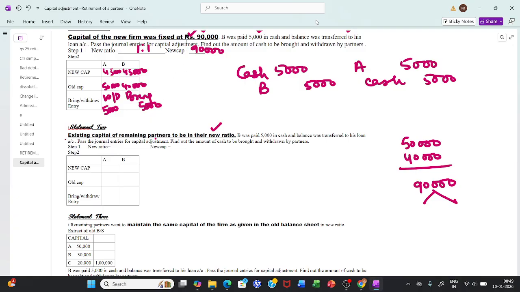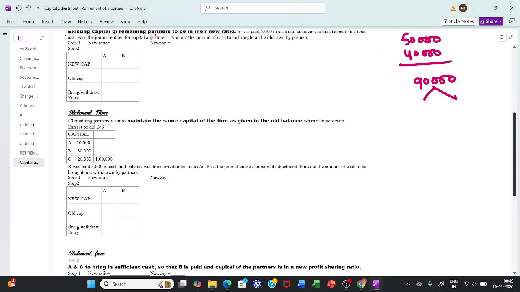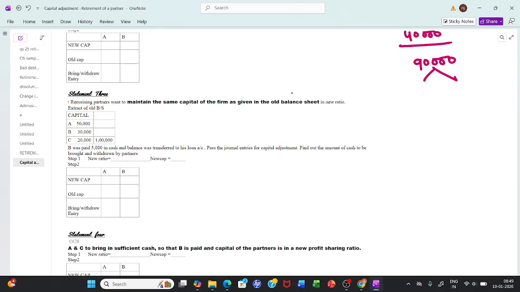Third is they want to maintain it same as what was in their old balance sheet. They have given you old balance sheet. A, B, C, their capital is 1 lakh. In new balance sheet, when B retires, A and C should also have capital of 1 lakh and that too in new ratio 1 is to 1. So their new capital becomes 50,000 each.